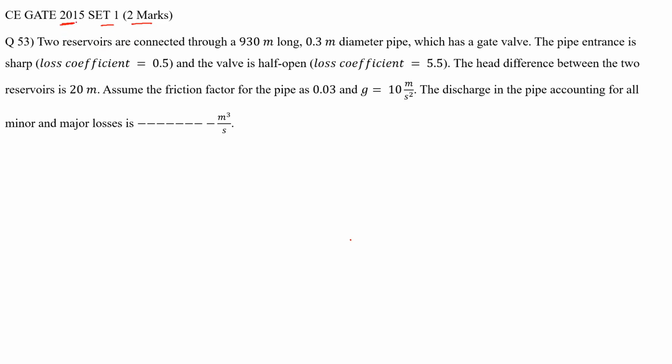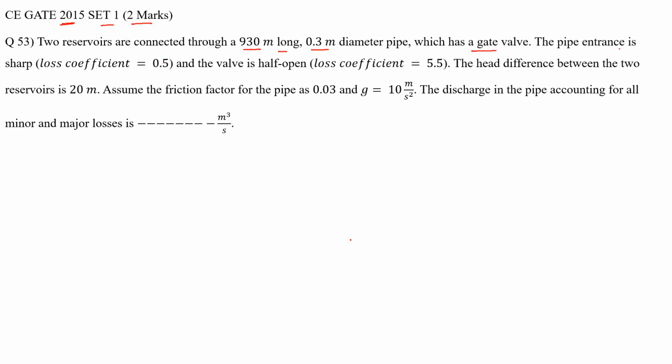This question I have taken from GATE 2015 set 1, question number 53, and this question is for 2 marks. Okay, the question is as follows. Two reservoirs are connected through a 930-meter long, 0.3 meter diameter pipe. The pipe connected between the two reservoirs has a length of 930 meters as well as a diameter of 0.3 meters and also contains one gate valve. Okay, so now the pipe entrance is sharp.